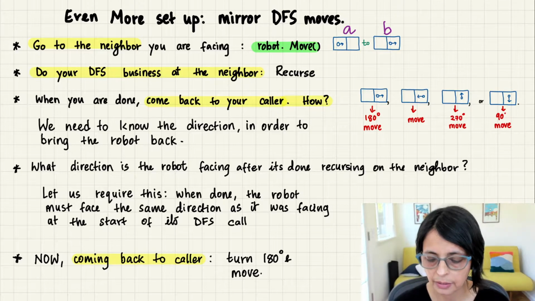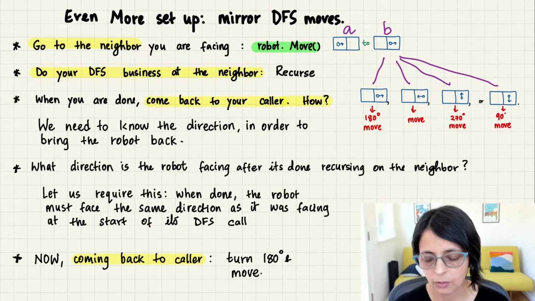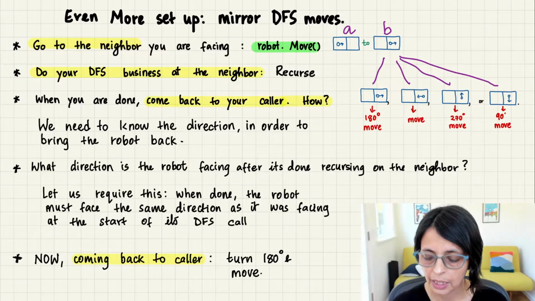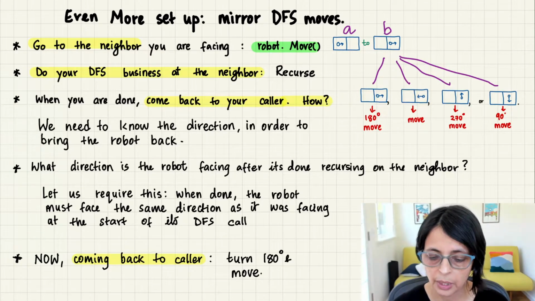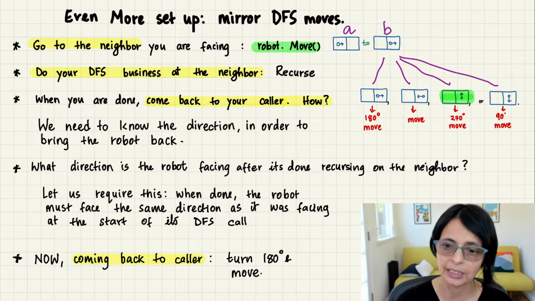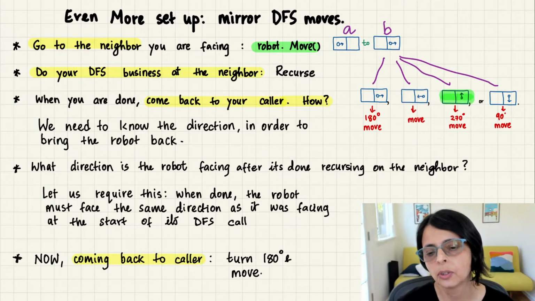When the robot is done doing DFS on B, if it is facing right, I need to turn it 180 degrees and then move it back to A. If it is facing left, then it can just come back with a simple move, right? And if it is facing up, then it needs to do 3 right turns and then it's ready to come back to the caller. So we can't reliably bring the robot back if we don't know which direction it's facing.